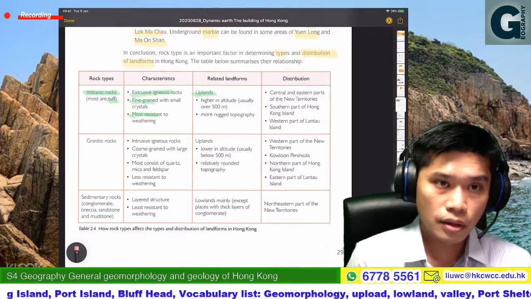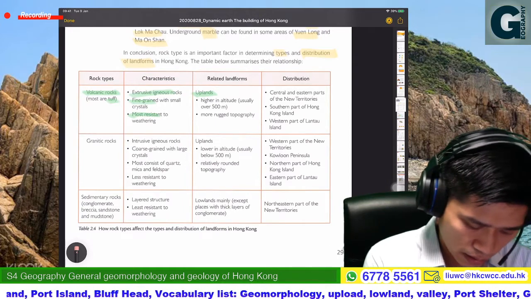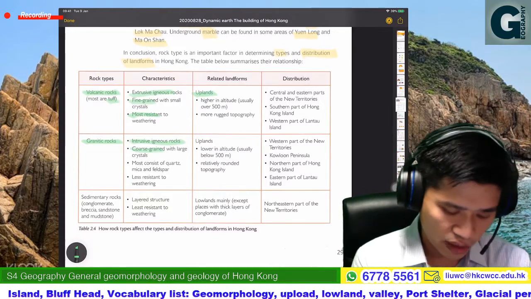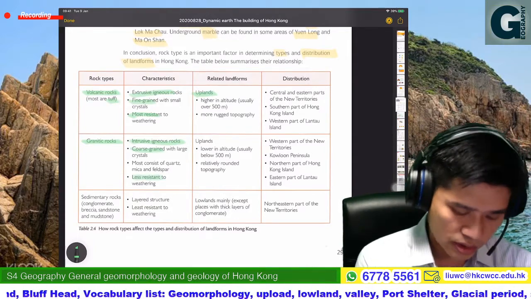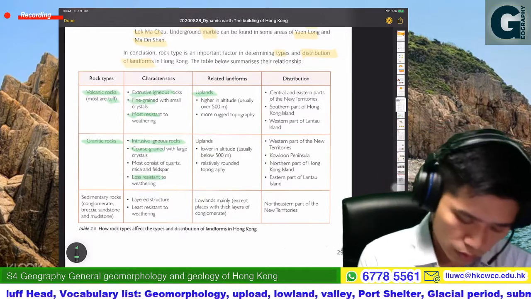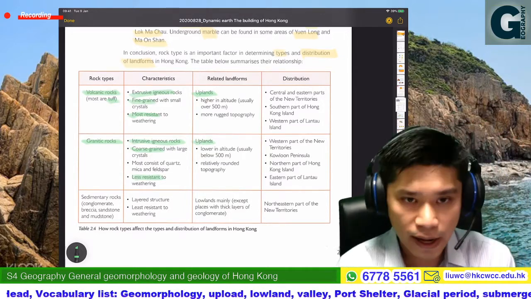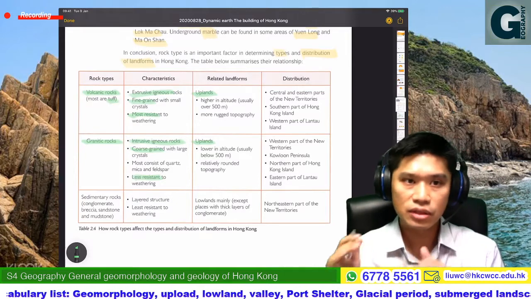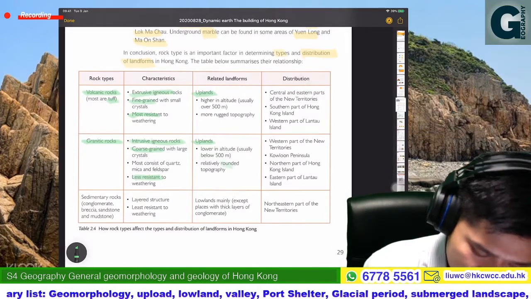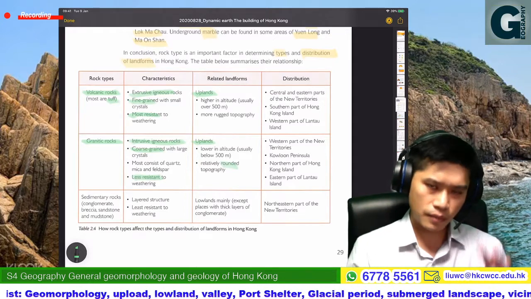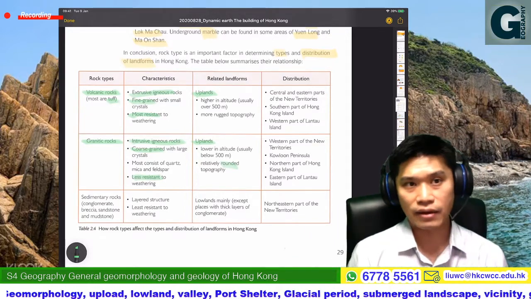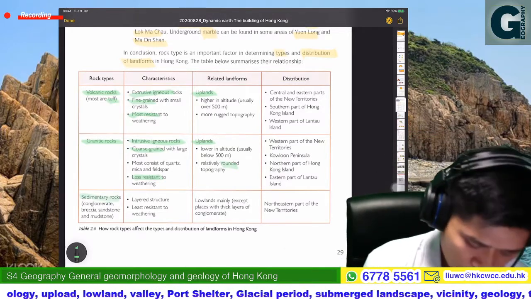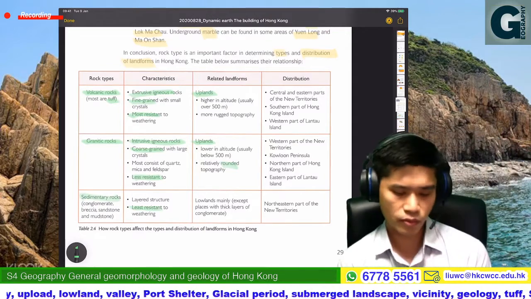Okay. For the granitic rock, intrusive igneous rock, coarse-grained with large crystals, so less resistant to weathering, and it will also form the upland. But compared to the volcanic rock, that would be lower and also flatter. So that's why here we would say relatively rounded topography，OK 比較圓少少嘅啲山，但係火山岩尖啲嘅山嘅。Okay, sedimentary rocks.